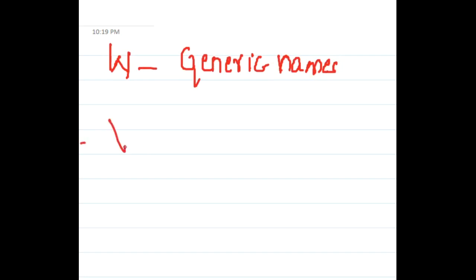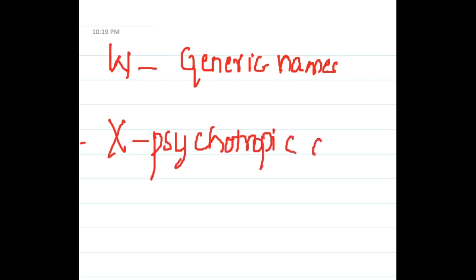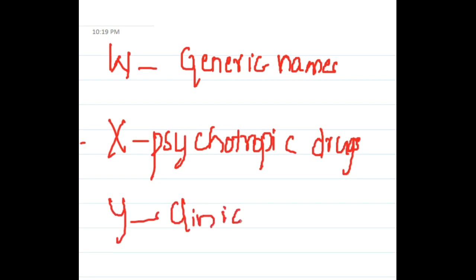Then we have Schedule X. Schedule X is for psychotropic drugs requiring special license for manufacture and sale. Then we have Schedule Y. Schedule Y is for those drugs which are used in clinical trials. So these are the different schedules which are important.